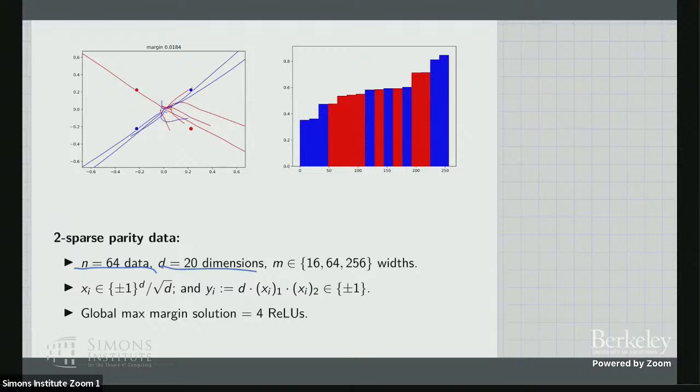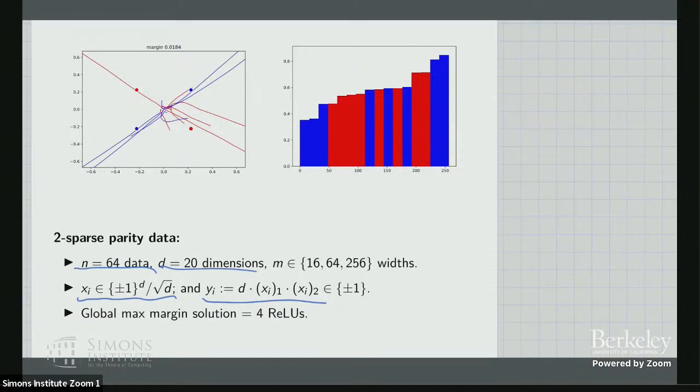And I'm using width 16, 64, and 256. What's plotted right now is width 16. The data is in 20 dimensions, normalized to Euclidean norm one, and the label is just a product of the first two coordinates. So this is the sparse parity. And I'll throw it out there.